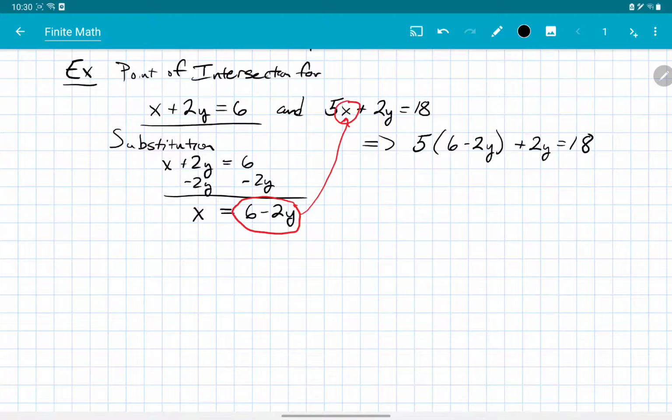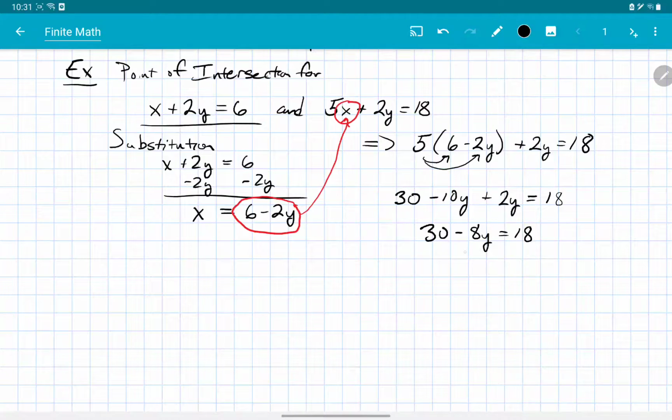Now we need to use the distributive property in order to solve this, right? We have to multiply this 5 through both of those items in the parentheses. So 5 times 6 is 30. 5 times negative 2 is negative 10, so it's 30 minus 10y plus 2y is equal to 18. All right, so now we continue our journey here. So this is 30 minus 8y is equal to 18.